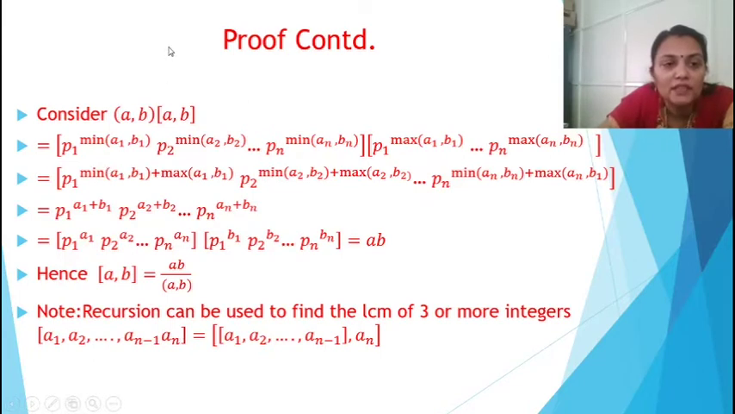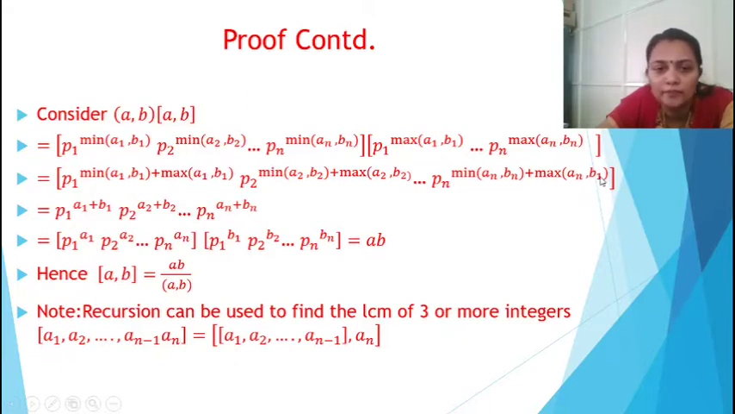Consider the product GCD of a, b into LCM of a, b, which is equal to p1 raised to minimum of a1, b1, p2 raised to minimum of a2, b2, etc., pn raised to minimum of an, bn, into p1 raised to max of a1, b1, p2 raised to max of a2, b2, etc., pn raised to max of an, bn, which is equal to p1 raised to minimum of a1, b1 plus max of a1, b1. Using a raised to m into a raised to n is equal to a raised to m plus n, we get p1 raised to min of a1, b1 plus max of a1, b1, into p2 raised to min of a2, b2 plus max of a2, b2, etc., pn raised to min of an, bn plus max of an, bn.